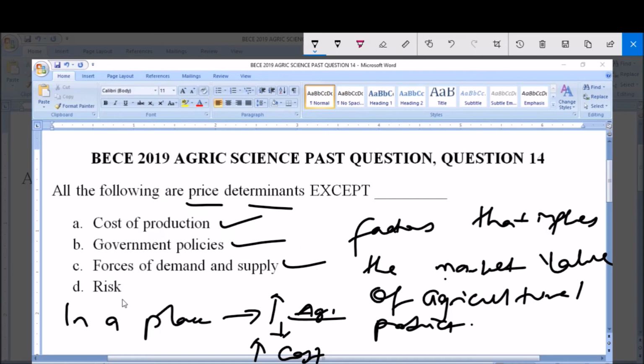Then D here says risk. Now risk here is not a price determinant factor. Risk is not a price determinant factor at all. So the answer to this question is option D, because all these are actually price determinant factors, but option D does not affect the price of agricultural products. So D is the correct answer.